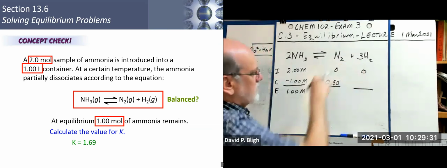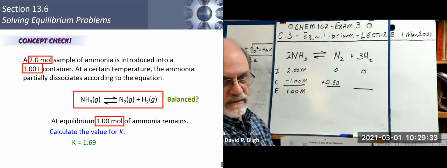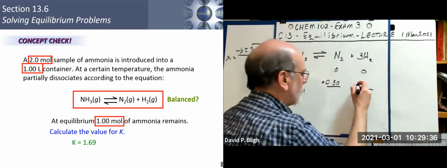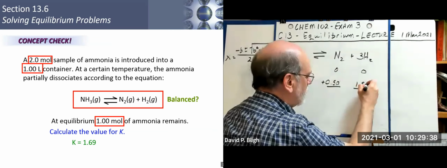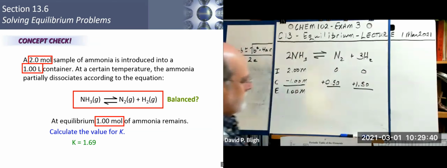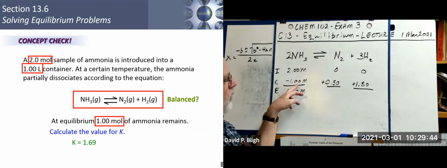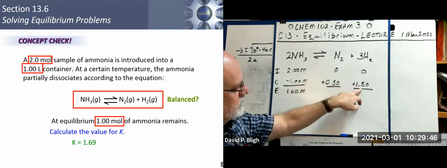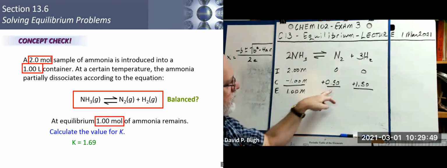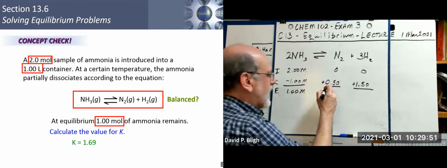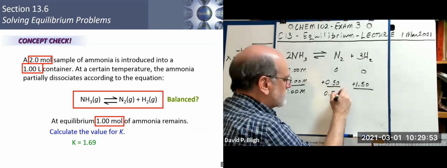And how much of this? Well, 3 halves as much. So that would be 1.5. Correct? 1 unit is 0.5, and we have 3 of those, 1.5. 1 unit is 0.5, we have 1 of those. There we go. So now our equilibrium concentration is this.